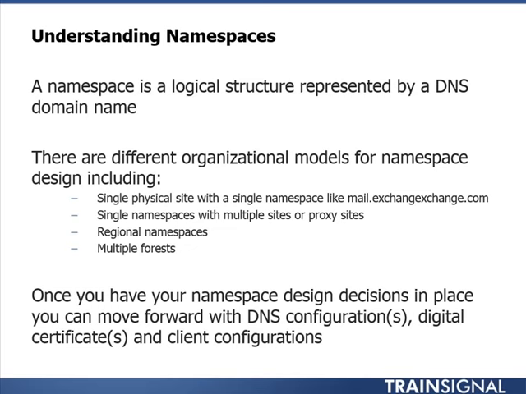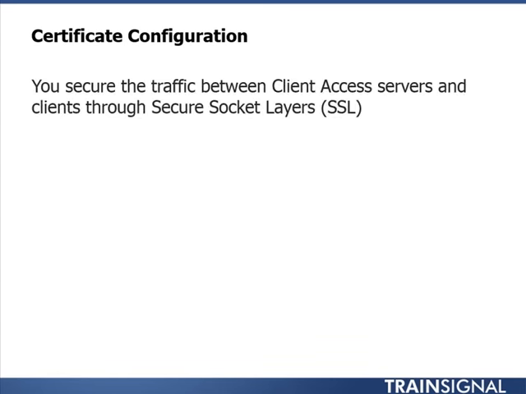So now let's talk for a moment about certificate configuration. Alright, so let's try and boil down the certificate configuration side to this discussion. Ultimately, you secure the traffic between client access servers and between client access servers and clients through secure socket layers. So in order for this to work, there has to be some kind of certificate in place, some kind of trust arrangement, so that the end client knows that the client access server is the right server and that it should be connected to it.